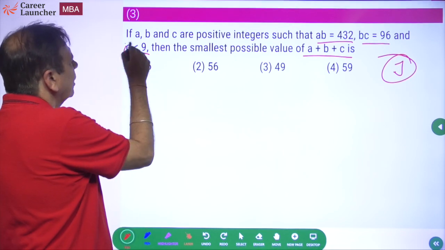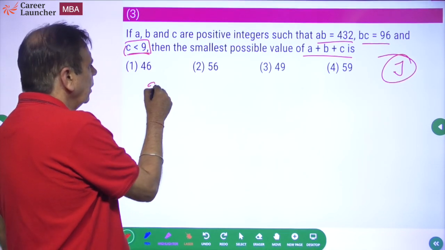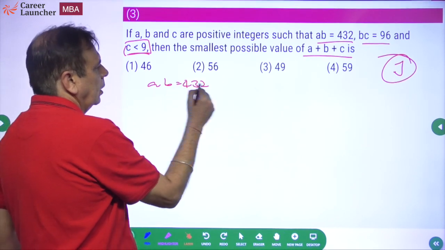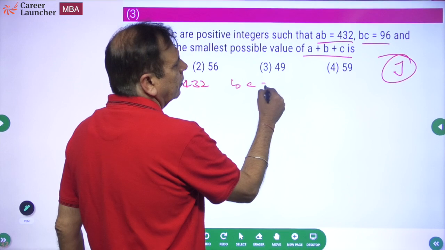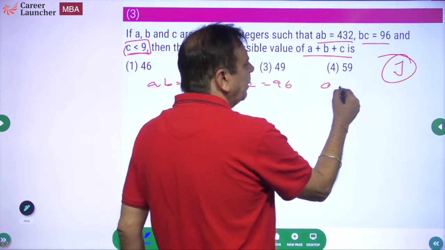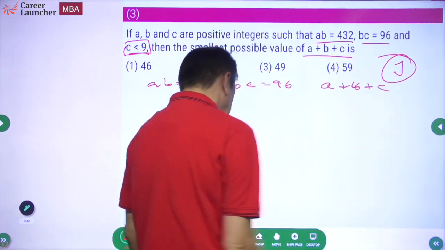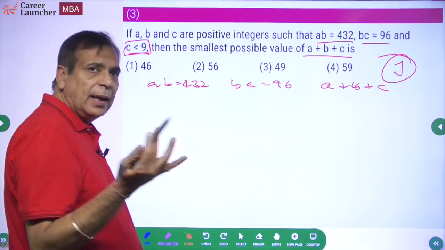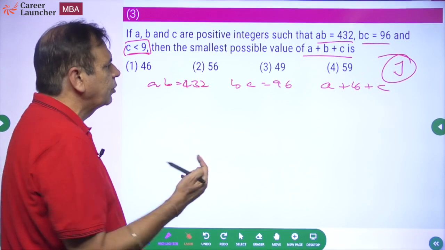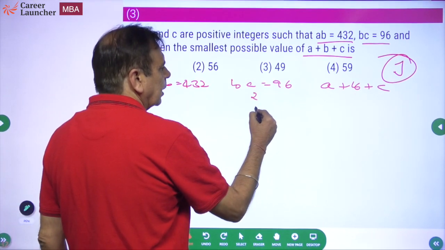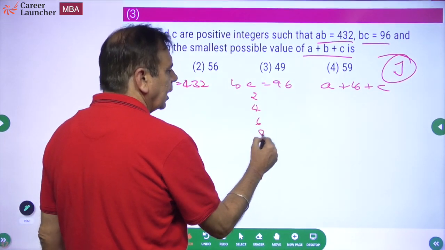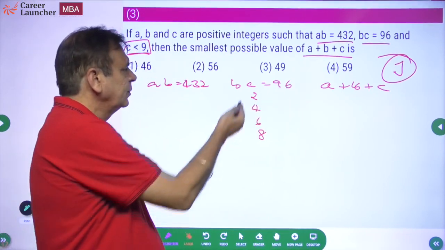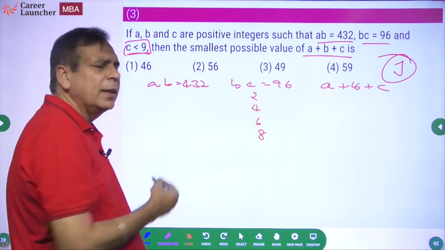The condition given is C is less than 9. So we know A into B is 432 and B into C is 96. So we need to minimize the value of A plus B plus C. Okay. So C is less than 9, so C can have only 4 values, 2, 4, 6, 8. Why not the others? Because the product is even, then both B and C have to be even.